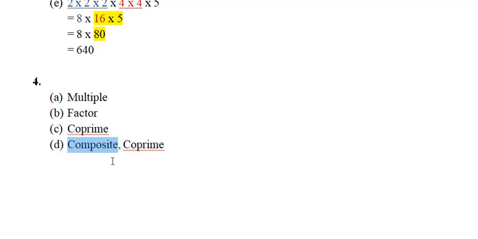And 5 is a dash factor of 75. 5 is a, sorry, it's not co-prime, but it is prime. Now 5 is a prime factor of 75. Why? Because 5 is a prime number, because 5 has only 2 factors, 1 and the number 5 itself.